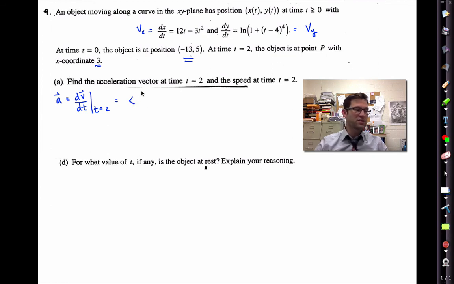In fact, if I take this derivative at t equals 2, the x component is 0, that's convenient, and the y component is negative 1.882. This is the only justification you need.